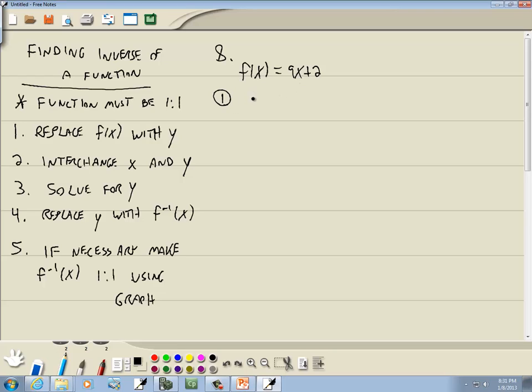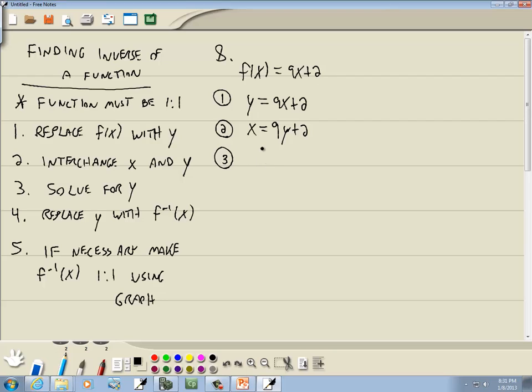Okay, step 1. Replace f of x with y. So we got y is equal to 9x plus 2. Step 2, interchange x and y. So we got x is equal to 9y plus 2. Everywhere you had an x, you put a y. Everywhere you had a y, you put an x. I said that right. Never sounds right when I say that.